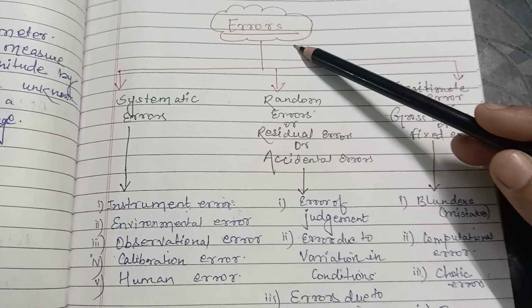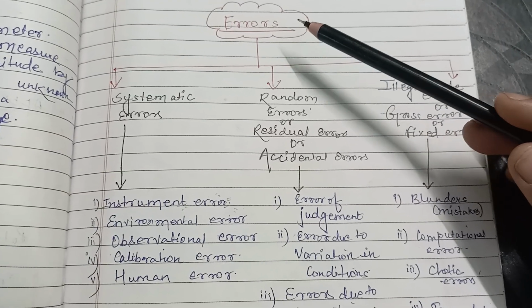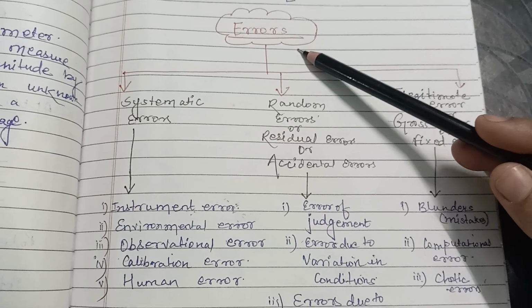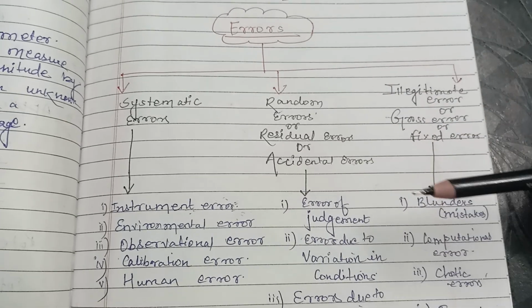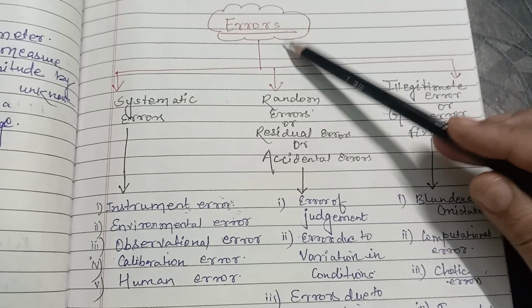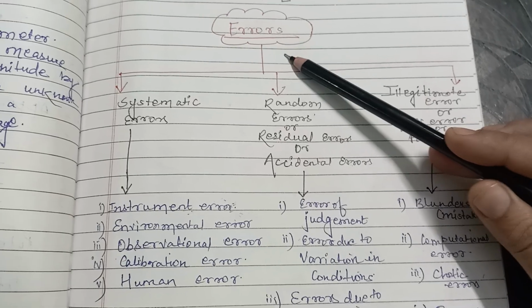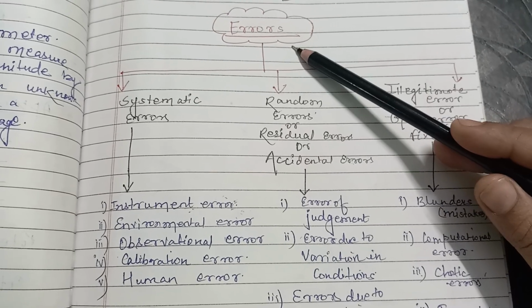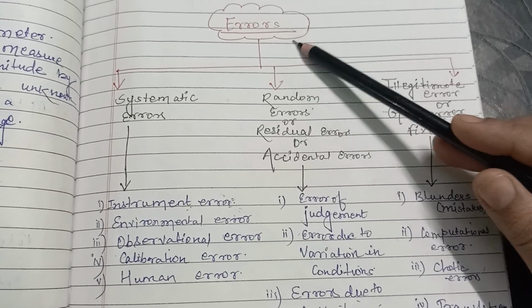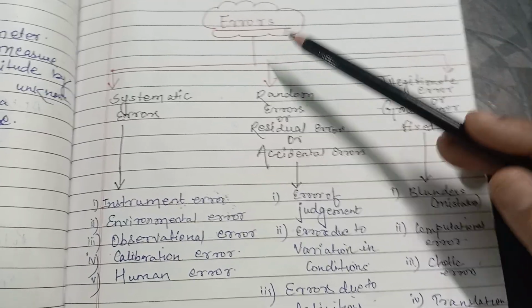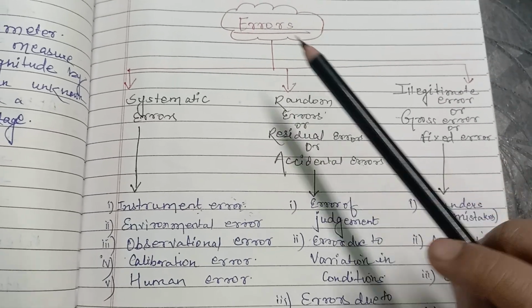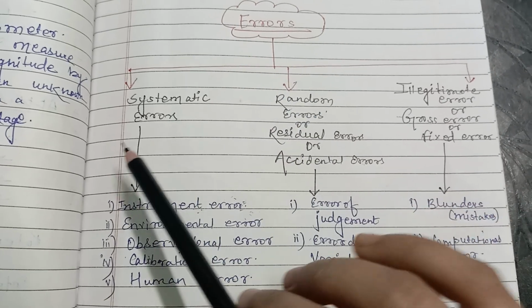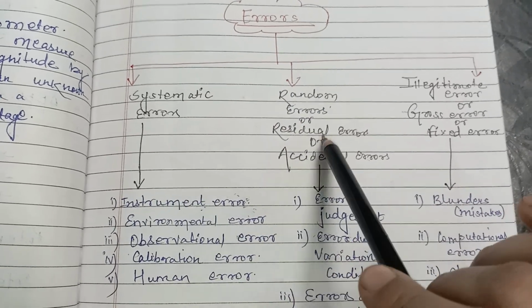Errors in measurement are basically the inevitable discrepancies that occur when we try to quantify something. In measurement, errors are the difference between the measured value and the true value. The greater the difference between the measured value and the true value, the more error there is. So errors in measurement are broadly classified into three categories.